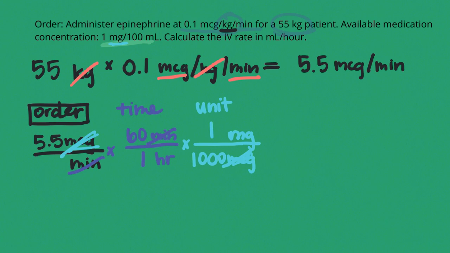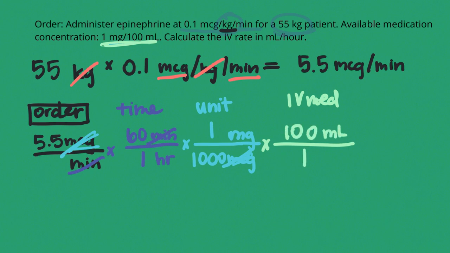All right, our last question that we always ask then is the IV med. What's available, right? And we know that is 1 milligram in 100 milliliters. So remember, the milliliters goes on top, 100 milliliters and 1 milligram. Milligram cancels milligrams, and we're left with milliliters. Milliliters on the top and hours on the bottom. That'll give us our correct final answer, and so we'll go ahead and do our calculations on the calculator.